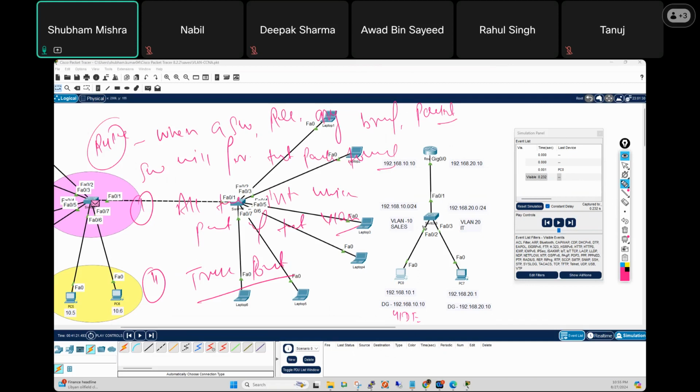This is VLAN number 10, and this is VLAN number 20. And I did not configure anything here, so this is part of VLAN number 1, and by default this is an access mode switch port. That's the reason, when the packet reaches the switch, that is where the switch will forward it. I hope you understand, everyone.